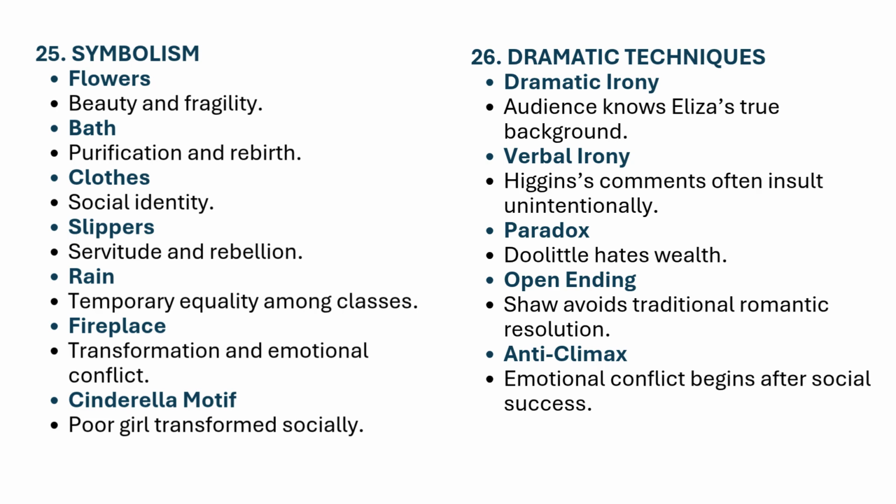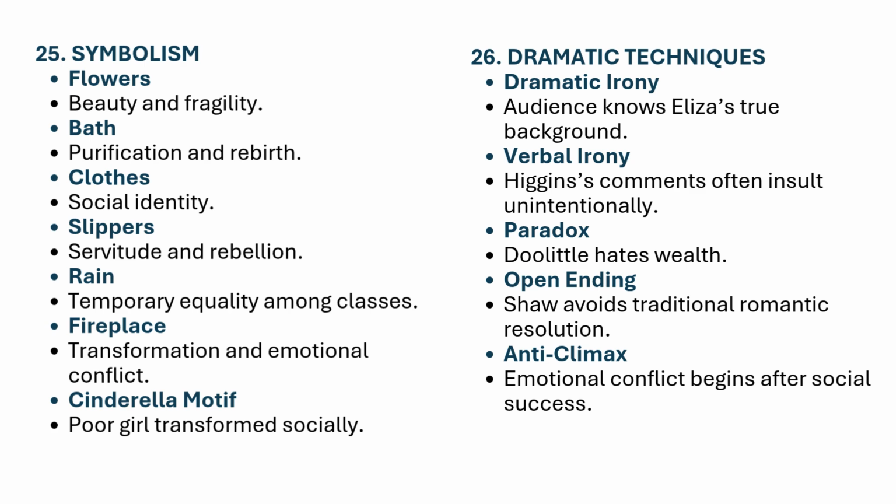The third symbol is clothing. Throughout the play, clothes function as markers of social identity. When Eliza wears shabby clothes, society sees her as a poor flower girl. When she wears elegant dresses, people treat her as a lady. Shaw uses clothing to criticize a society that judges individuals according to appearance rather than character.